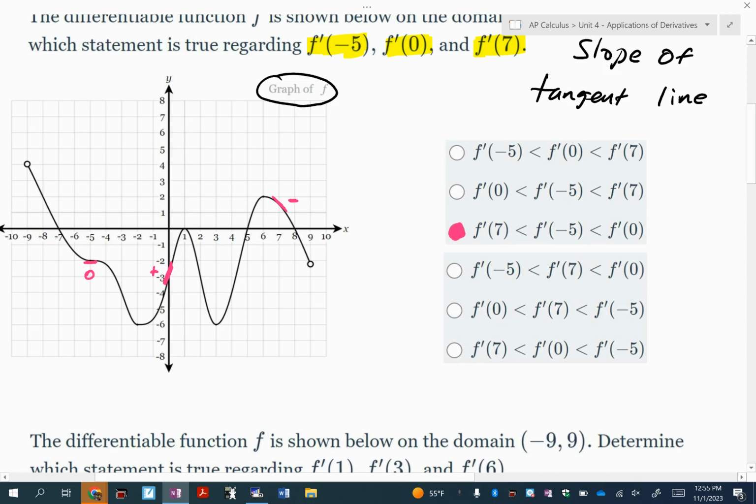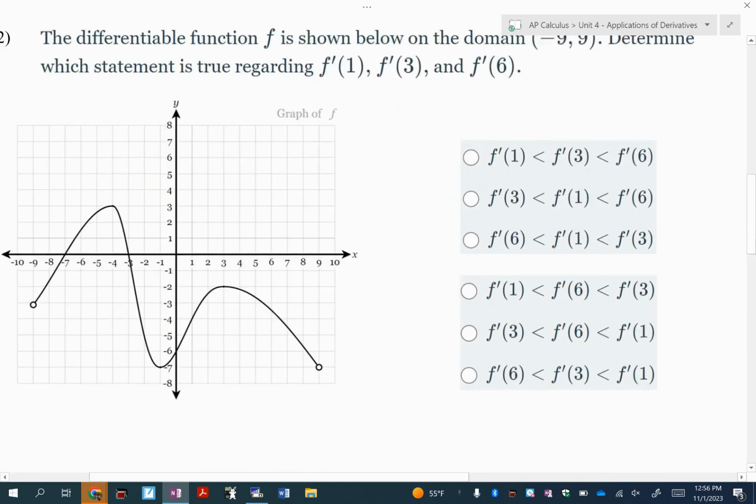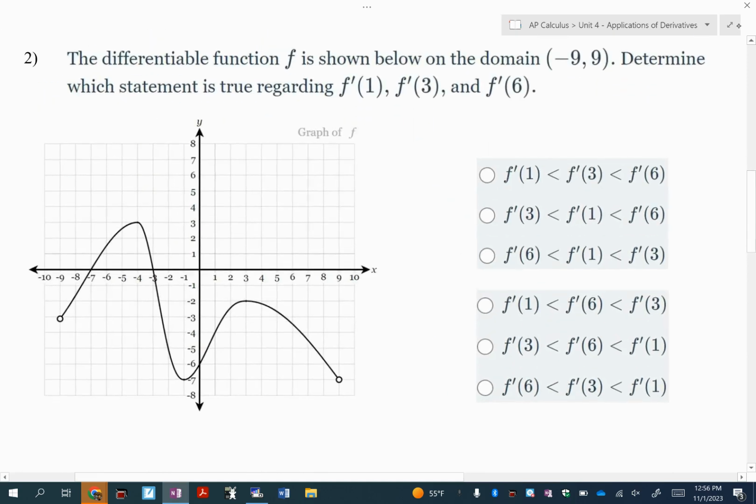Again, I'm trying to keep it really basic before we ramp up the intensity later. Any other questions on this? Okay, let's move to the next one. All right, let's do the next one. I see f prime of 1, f prime of 3, f prime of 6.